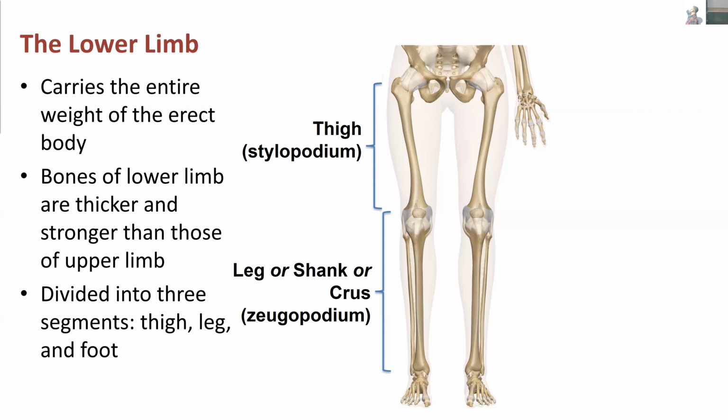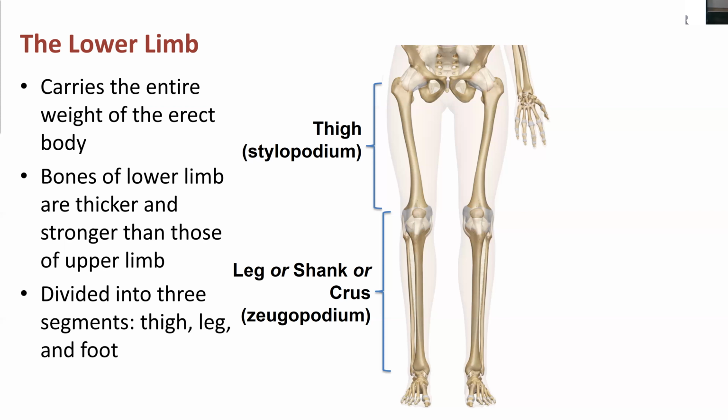We have the thigh, which is also known as the stylopodium. We have what's called the leg, or the shank, or the cruce, which is called the zygopodium. And then we have the foot, which is the ankle and the foot together, right? Now, it's confusing because technically when I talk about a leg, I just mean from the knee to the ankle. I just mean this section here. But in common parlance, we refer to the leg as the whole thing.